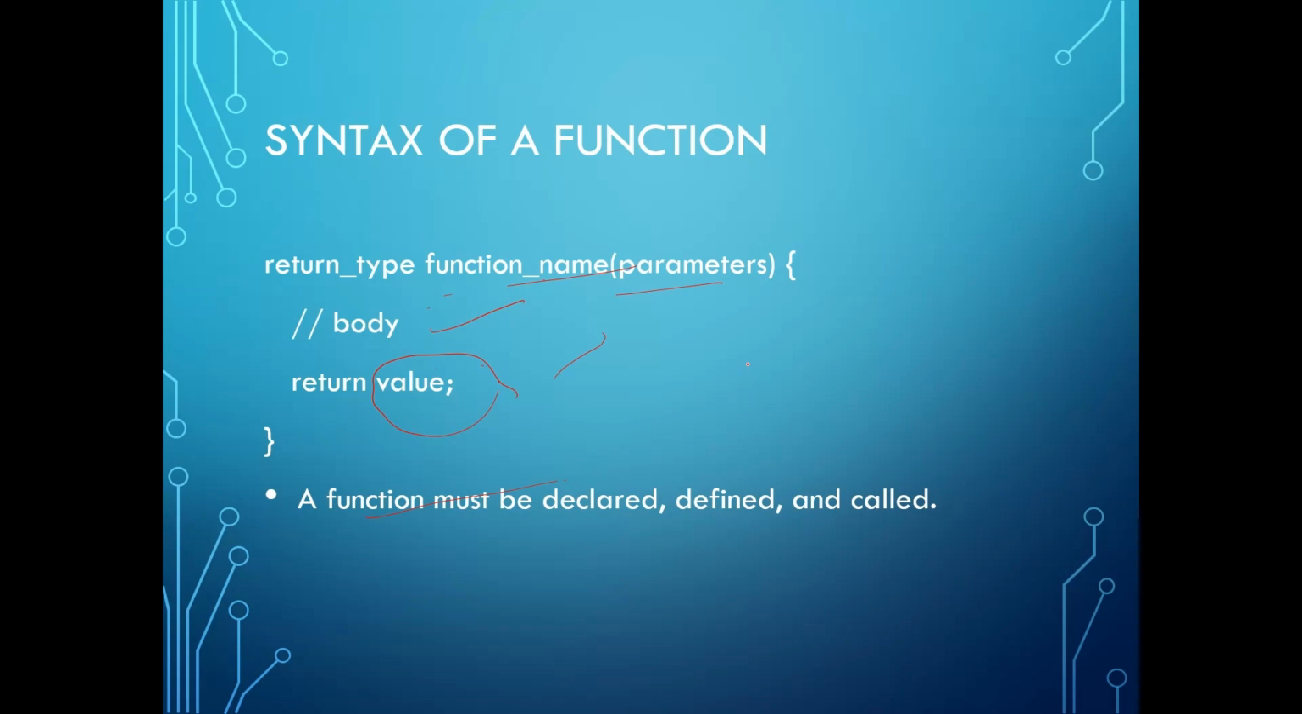A function has three steps: declaration, definition, and call. So what is declaration here? Think about booking a cab, how it is going to perform. For declaration, you are telling the app you want to book a cab.